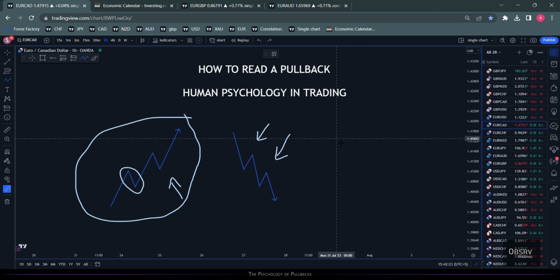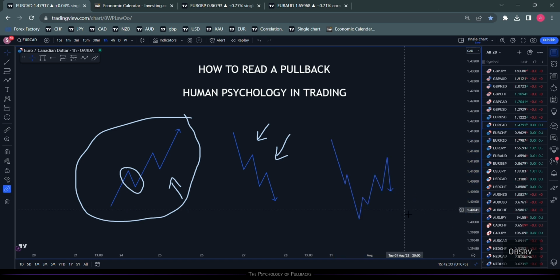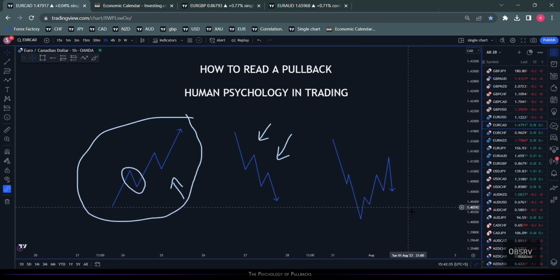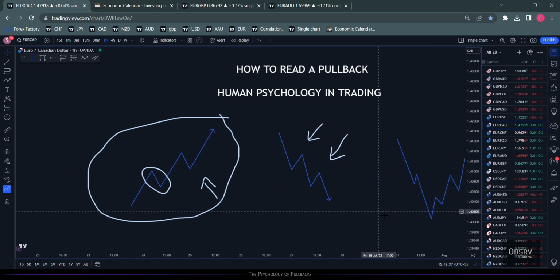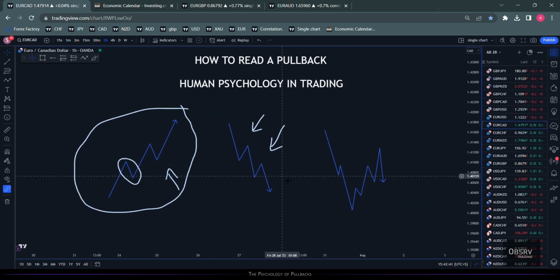So if you're looking to sell something, if you're looking to sell a currency, the pullback that you're going to get is going to be an uptrend on the lower time frame, right? So one more time. In a downtrend, if you're looking to get in on sells on something, the pullback that you're going to be looking at is going to be an uptrend.